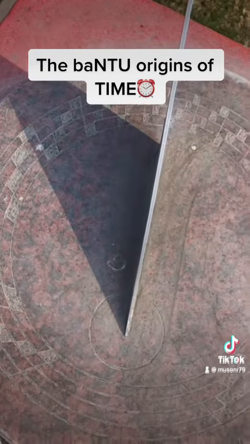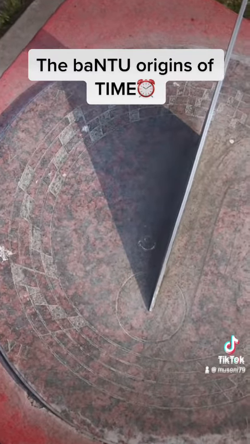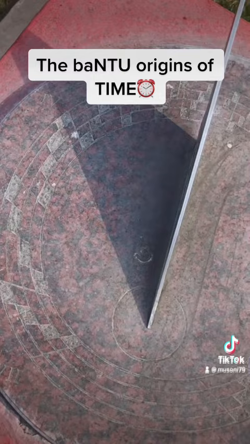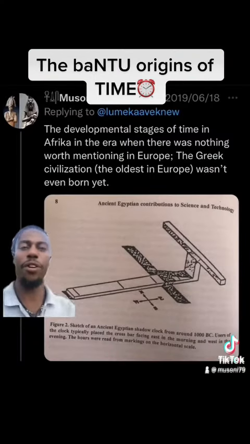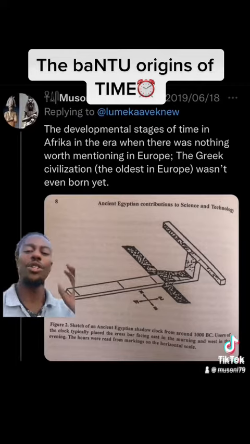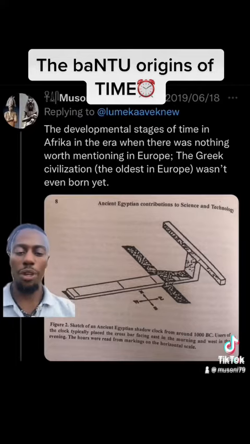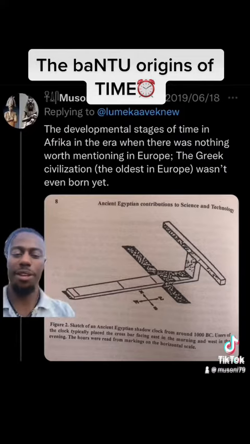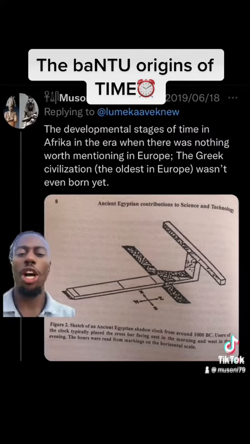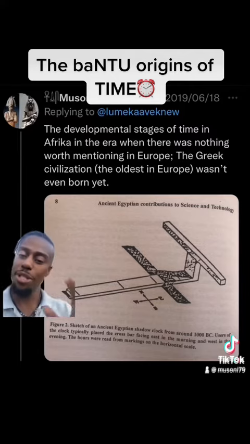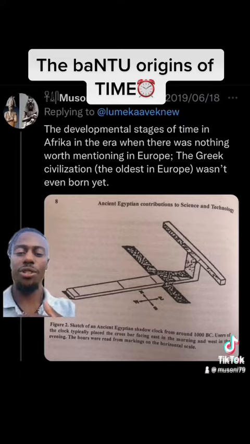So this is the origin of the clock. Not quite the origin, because our ancestors were the first people on the planet to map the patterns of the universe and the heavenly bodies to determine what we call seasons today. And right now you're looking at the ancient Egyptian clock that was based on the movements of the heavenly bodies, and so they used shadows to determine the time.